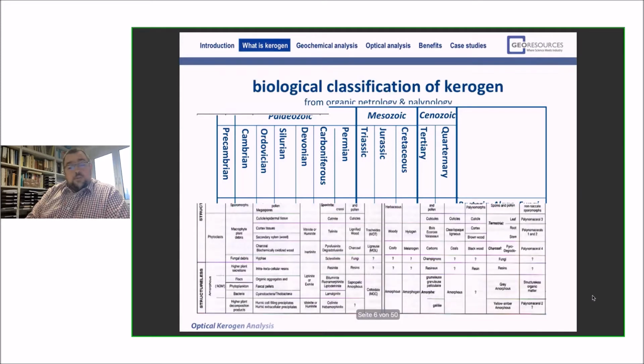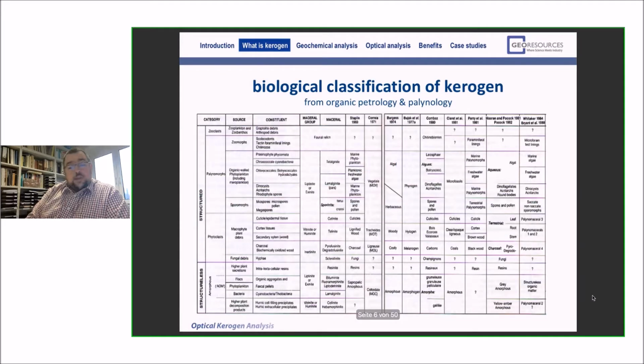So how can we classify this kerogen? How can we describe what type of organic matter we have? These are quite complex and detailed classification schemes, biologically based classification schemes for kerogen, which are from organic petrology and palynology. The organic petrology is mainly this one here, coal petrology systems, and then we have the palynology systems here.